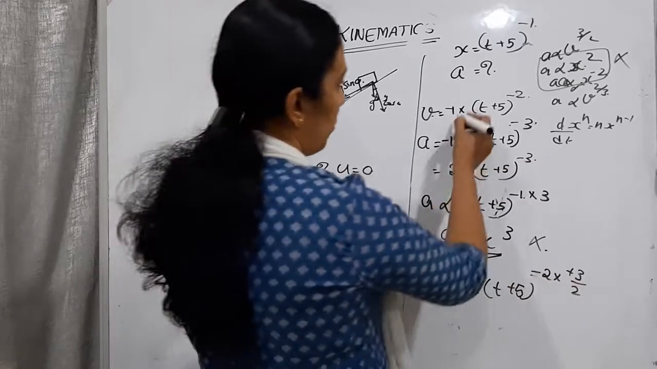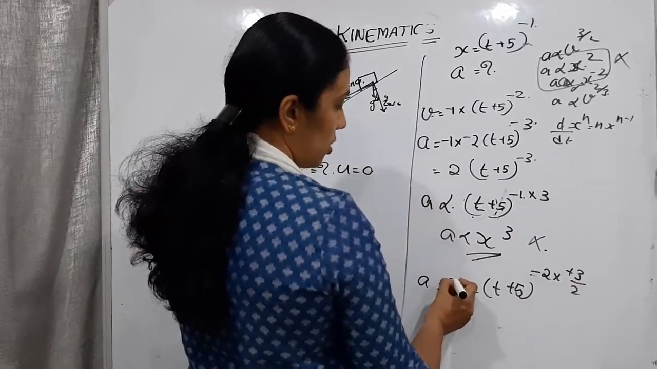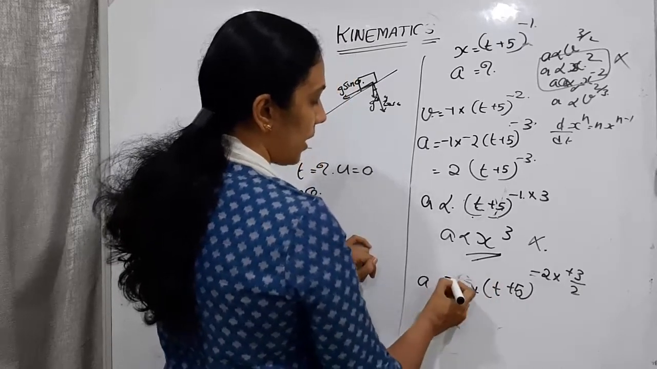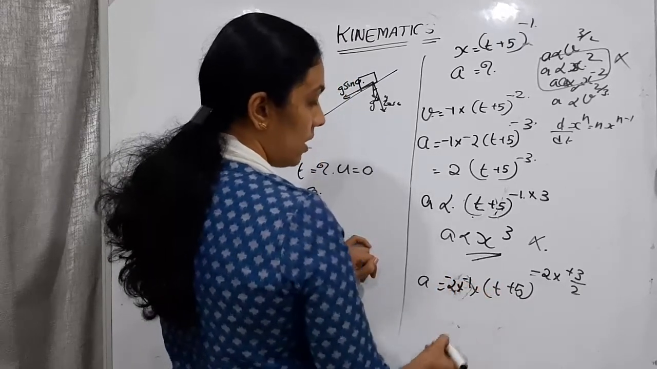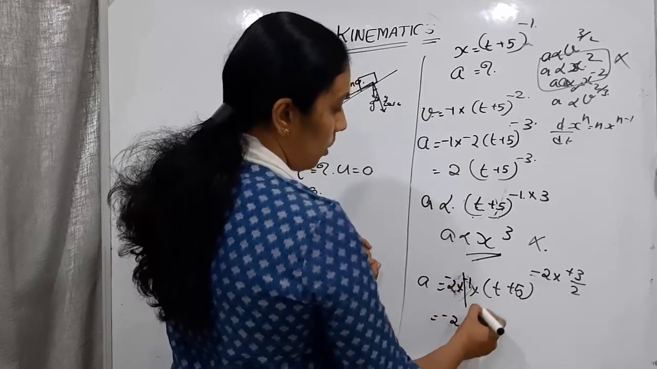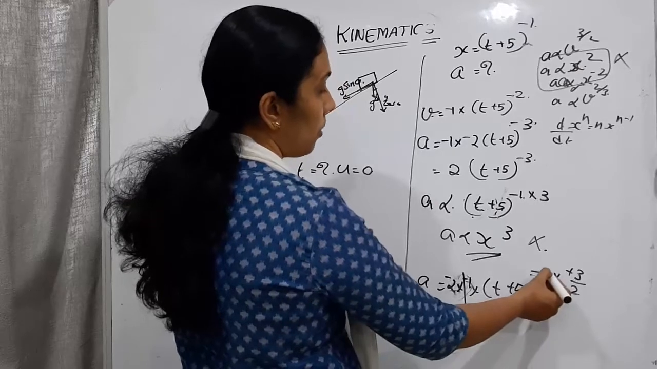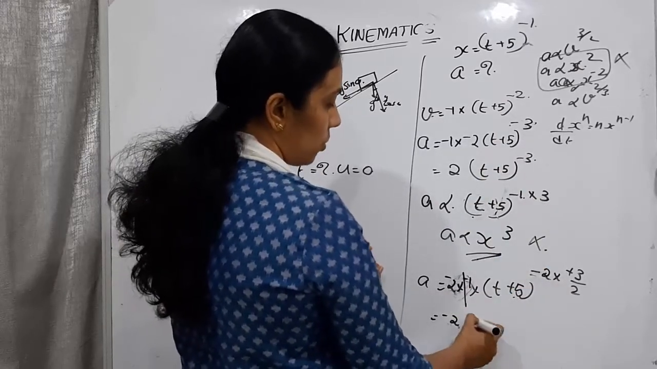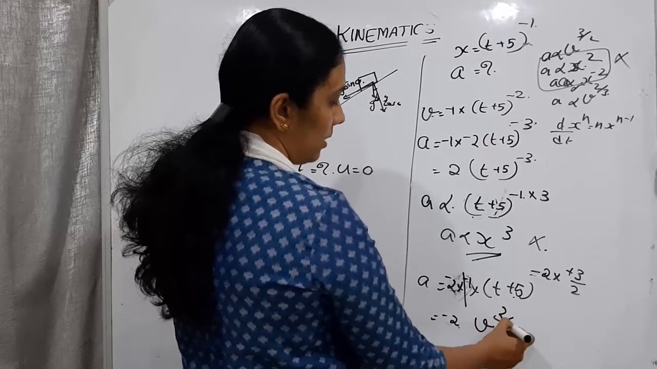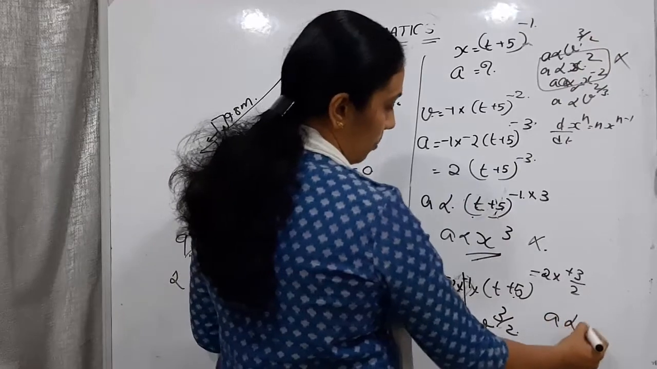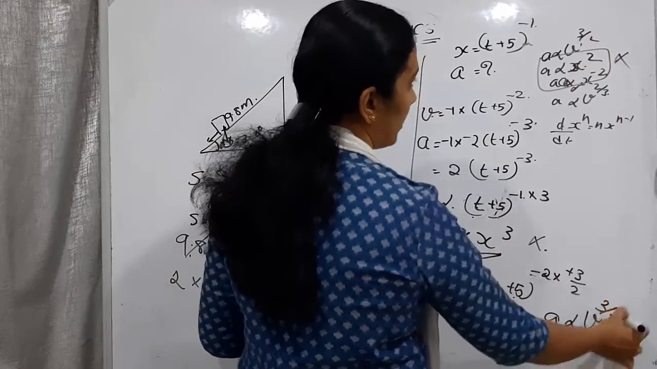Okay, now what is minus 1? This is minus 2 into minus 1. 2 also I can write it as minus 2 into minus 1. So here minus 1, so minus 2 into minus 1 (t plus 5) the whole power minus 2, I can write it as v. Minus 2 into v to the power 3 by 2. So here acceleration is proportional to v to the power 3 by 2.